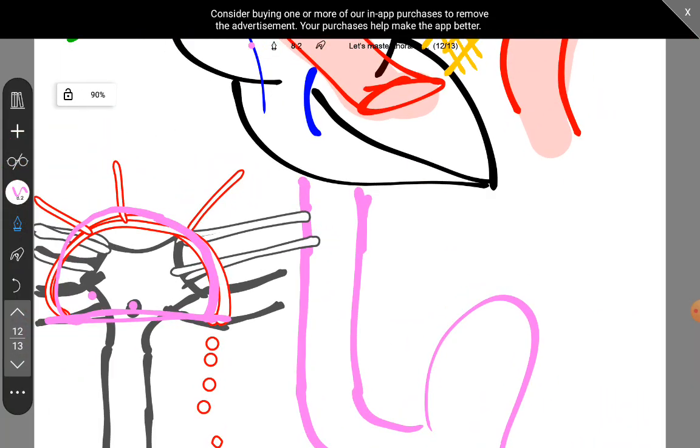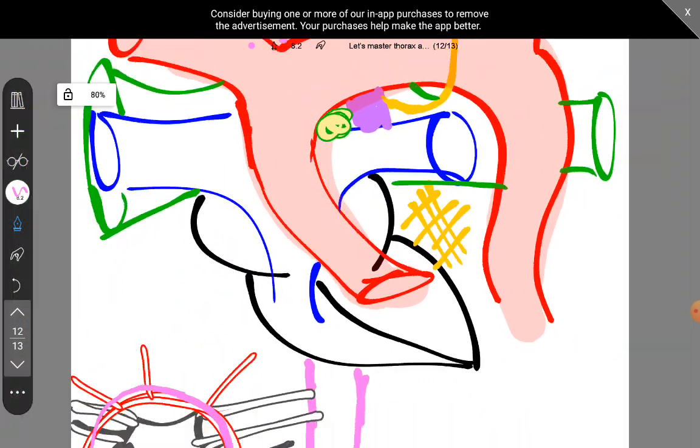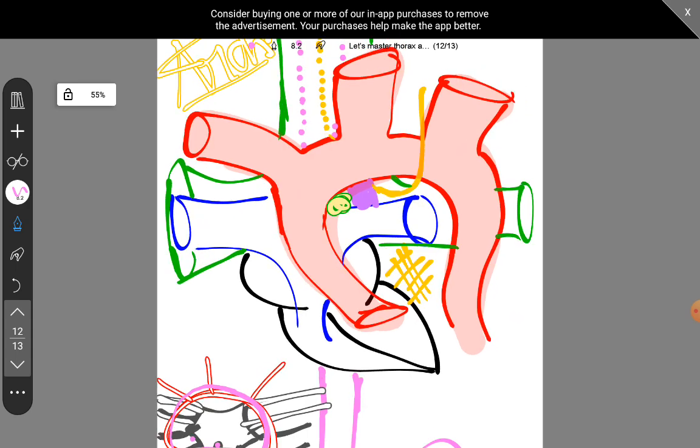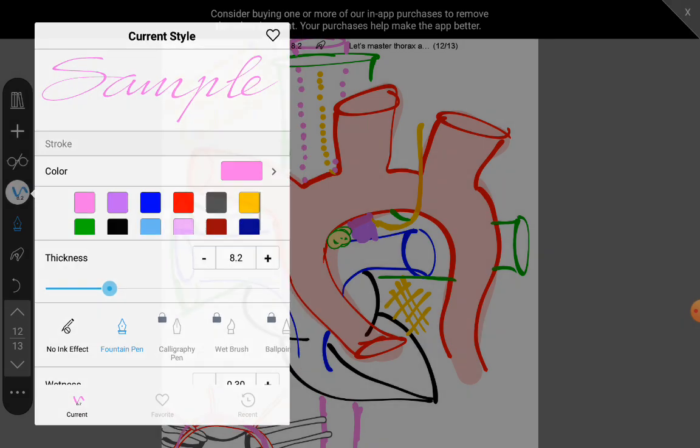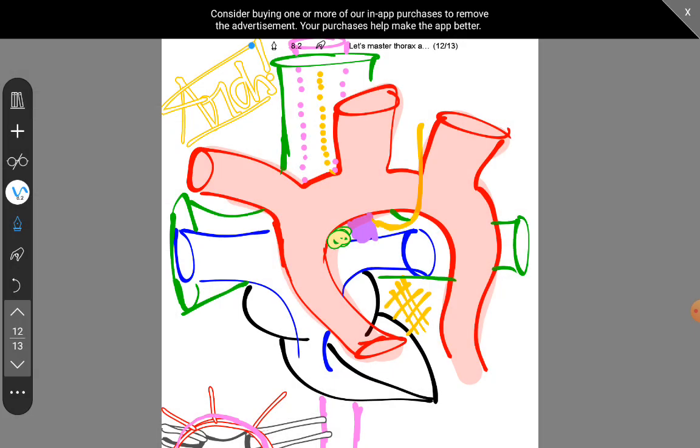And now we're going to talk about the relations of the arch of the aorta. The first thing is what's above. For the arch of the aorta, the relations of the above part are the origin of the three main branches that the arch of the aorta gives.